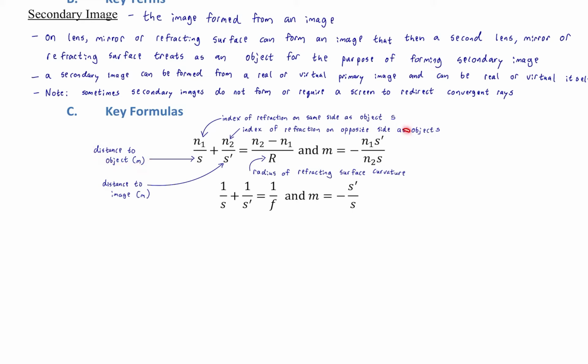In this case, since this whole equation represents refractive surfaces, S would be the object that's going to be refracted either within or outside the refracting surface. N1 is the index of refraction on the same side as object S. If your object is within the refracting material, then N1 is the refracting material. If it's outside of it, then N1 is the fluid or material that surrounds the refracting material. N2, on the other hand, is the index of refraction on the opposite side as object S.